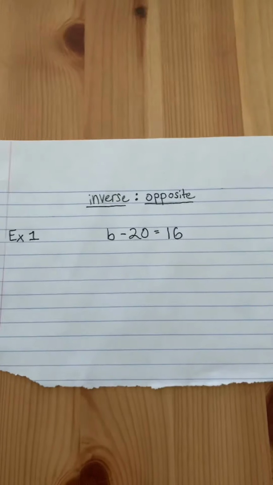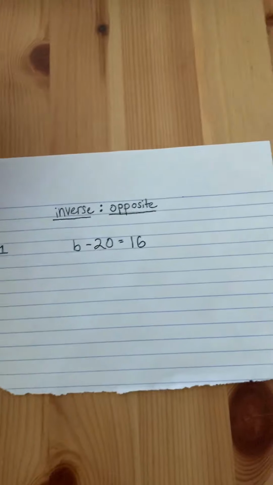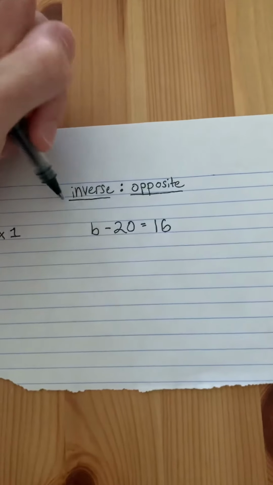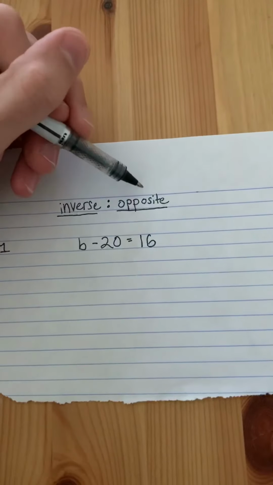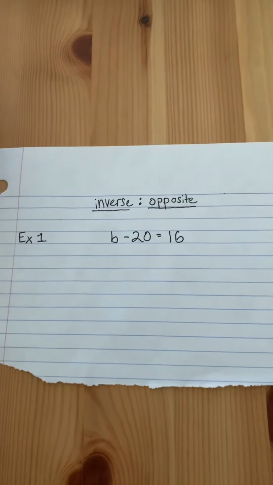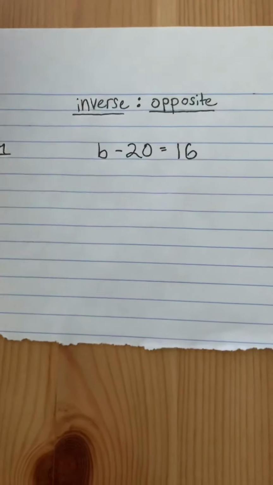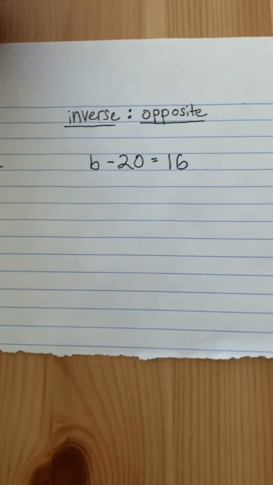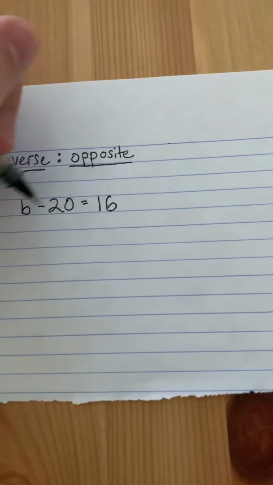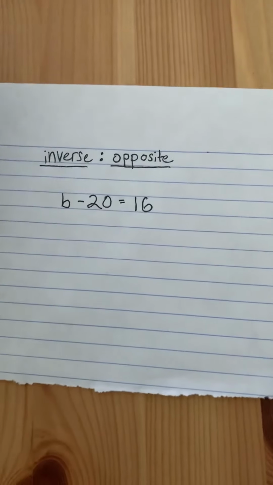All right, guys, before we jump into an example problem, let's talk about a quick vocab word that you need to know. So the vocab word is inverse, and all it means is opposite. So when we use that word, it means opposite. So example 1, b minus 20 equals 16. So that means some mystery number, when you subtract 20 from it, you get 16.